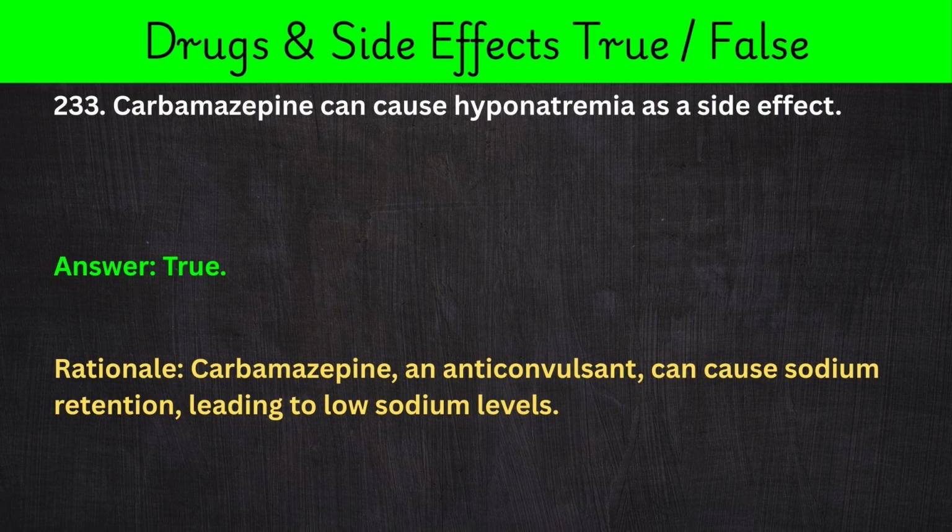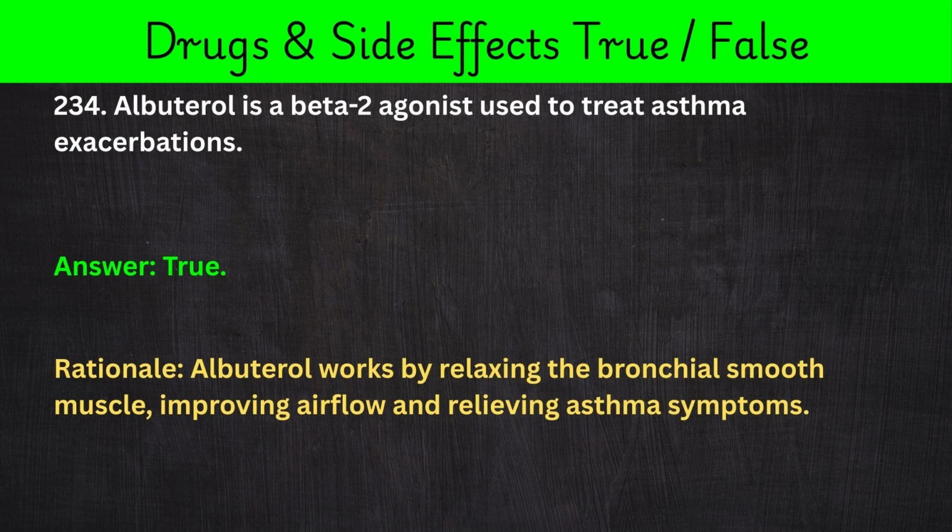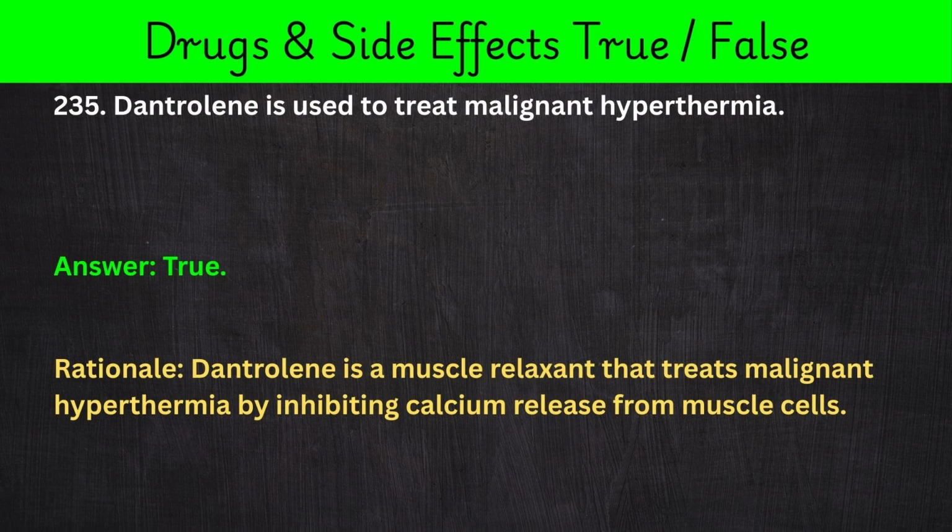233. Carbamazepine can cause hyponatremia as a side effect. Answer: true. Rationale: carbamazepine, an anticonvulsant, can cause sodium retention, leading to low sodium levels. 234. Albuterol is a beta-2 agonist used to treat asthma exacerbations. Answer: true. Rationale: albuterol works by relaxing the bronchial smooth muscle, improving airflow, and relieving asthma symptoms.